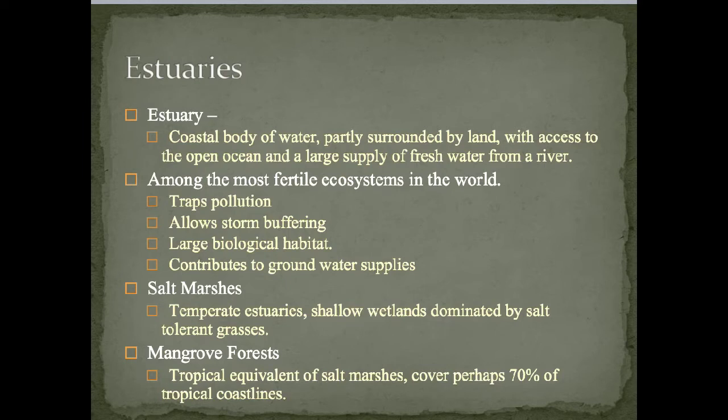And then estuaries. Estuaries are coastal bodies of water partly surrounded by land with access to open ocean and a large supply of fresh water from a river. These are among the most fertile ecosystems in the world. They tend to trap pollution. They allow storm buffering, so help prevent storm erosion further in. Large biological habitat, and contributes to groundwater supply.